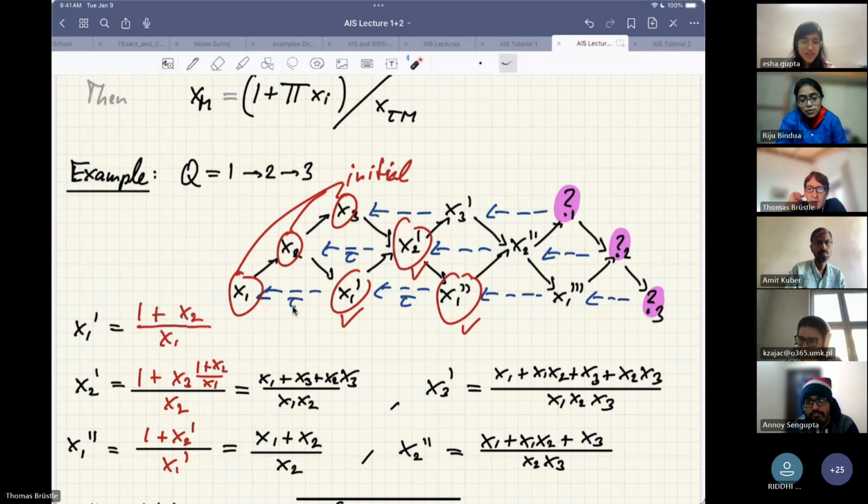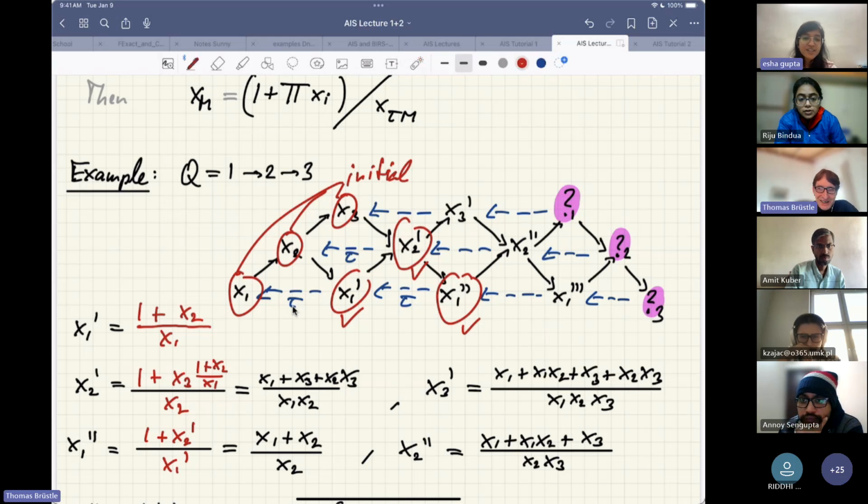I just think x1 double prime should be x1 plus x3 over x2. Did I make a mistake? Sorry, did you do the calculation? Yeah, and also by the symmetry, 1 and 3 are symmetric, so this looks like it should be better.